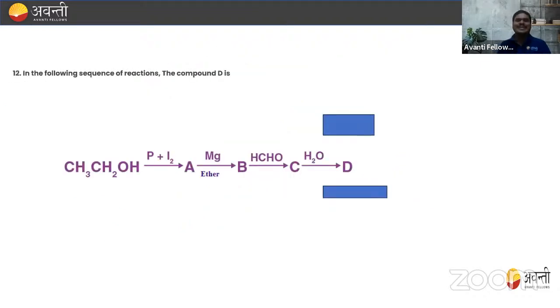चलो. The next question is, in the following sequence of reaction, what is the compound D? So you have to identify the compound D in the following sequence of the reaction, right? So here we have CH3CH2OH, and this reacts with P plus I2 and gives A. Now this is treated with Mg and ether to form B. Now they further treated with the formaldehyde, followed by the hydrolysis. So what is the final product? Can anyone explain to me?